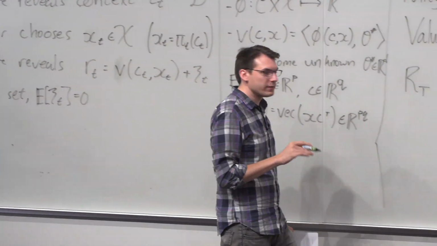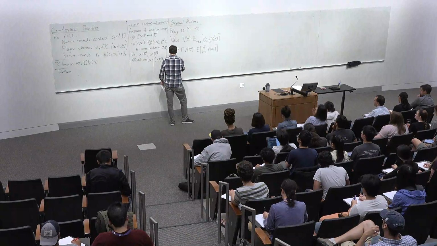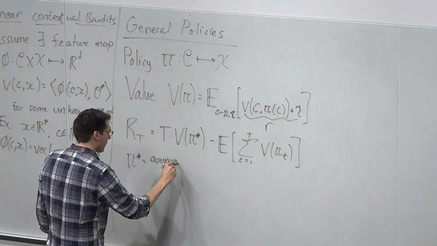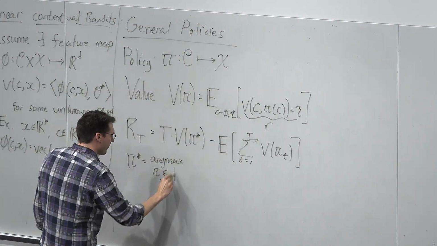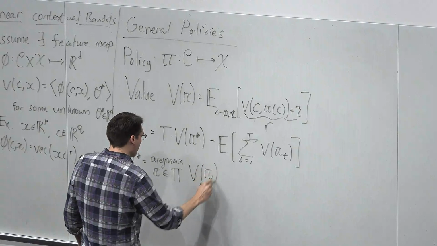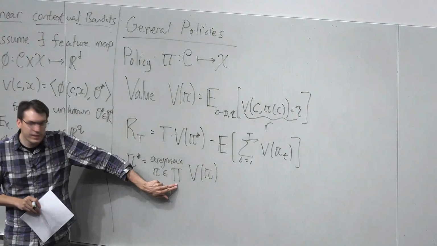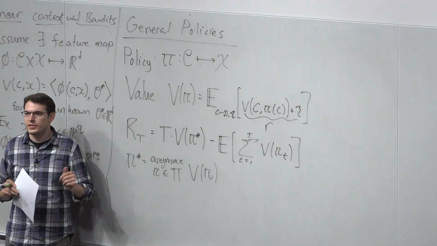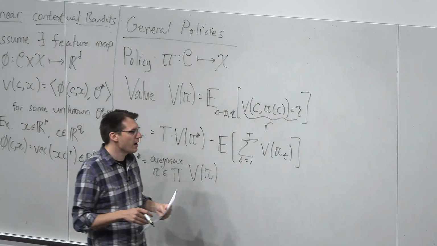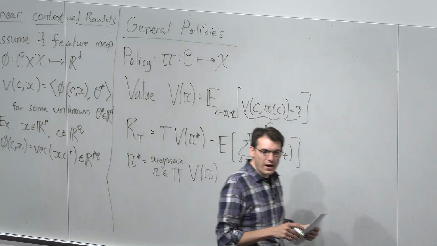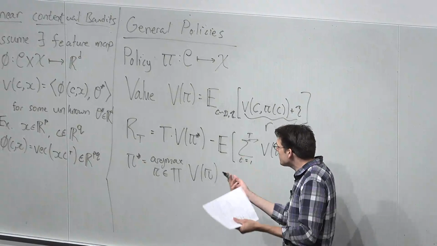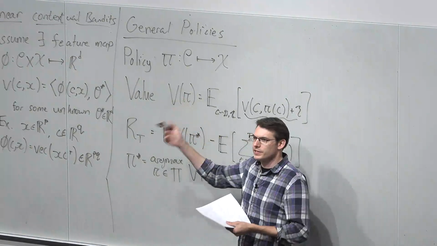Is that clear? Where pi star is, of course, the argmax over pi in big Pi of v of pi. And this big Pi is just a finite class of policies, let's say. We can extend this to infinite classes with VC dimension in the usual way, but let's just think about finite classes for now, where it's just some set of functions that maps context to actions.